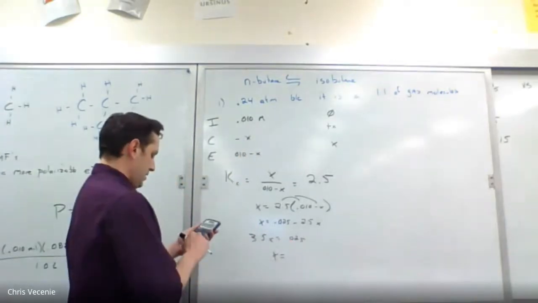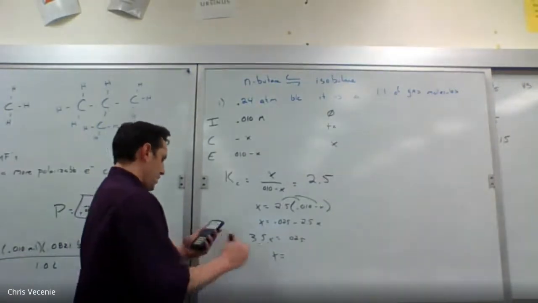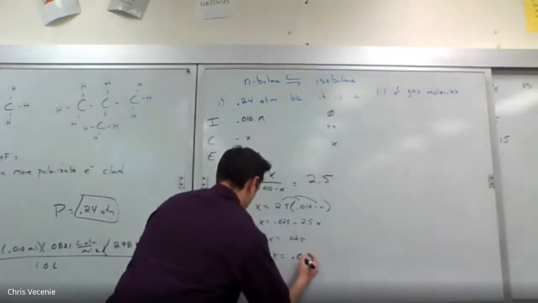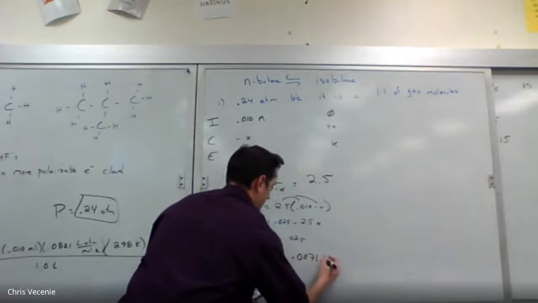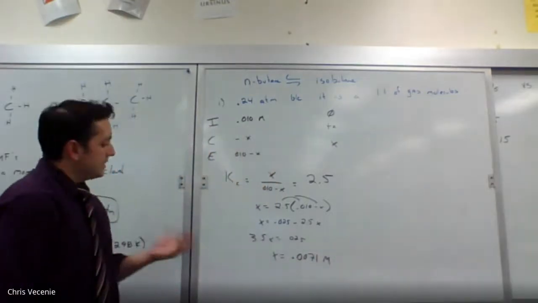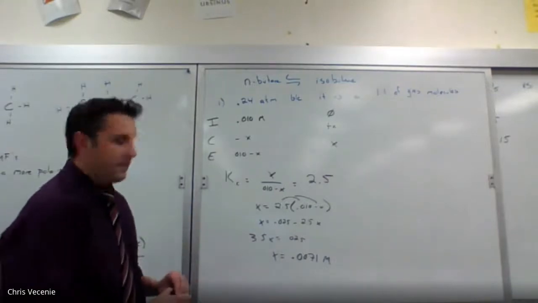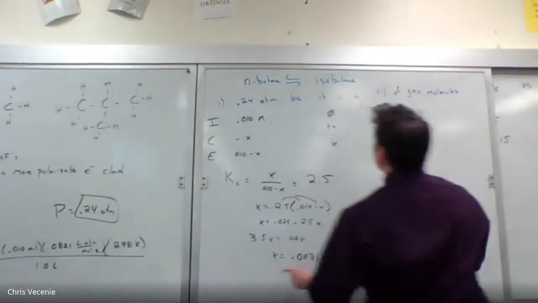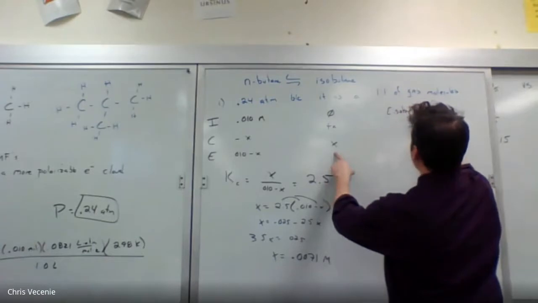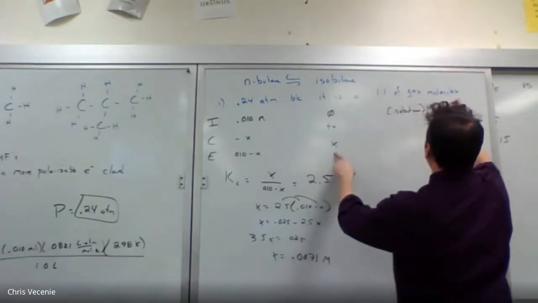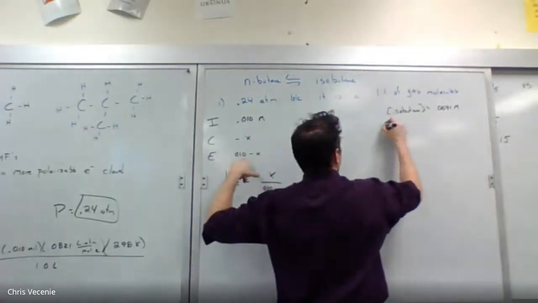Solving for x, you get a value of 0.0071 mole. Sometimes x is your answer, sometimes it's not. They want the equilibrium concentration of each species. So there's one of my answers because the isobutane is x. Right? So my isobutane is equal to 0.0071 molar, but my N-butane has a math problem involved.